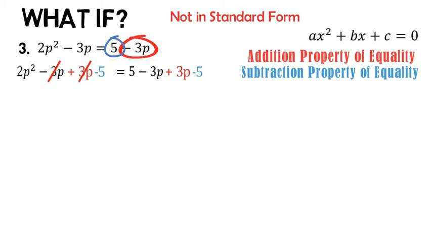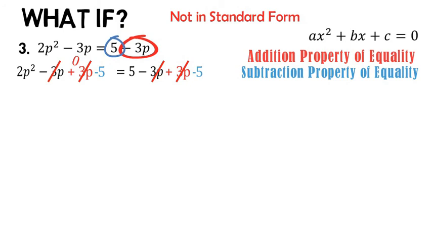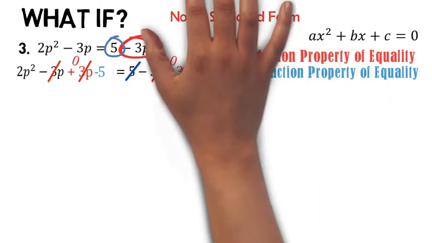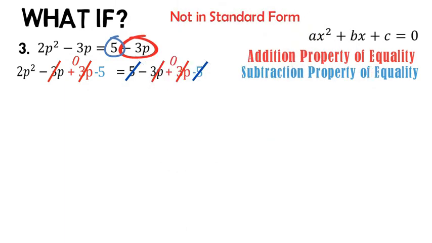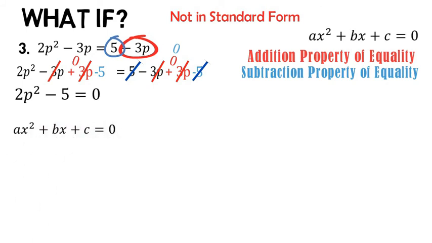Operate. 3p minus 3p, we have 0. Then, on the right-hand side of the equation, we have negative 3p plus 3p. So, unlike signs, subtract, 0. Then, 5 minus 5 is equal to 0. What is left in the equation? So, 2p squared minus 5 is equal to 0. And that is now written in standard form.